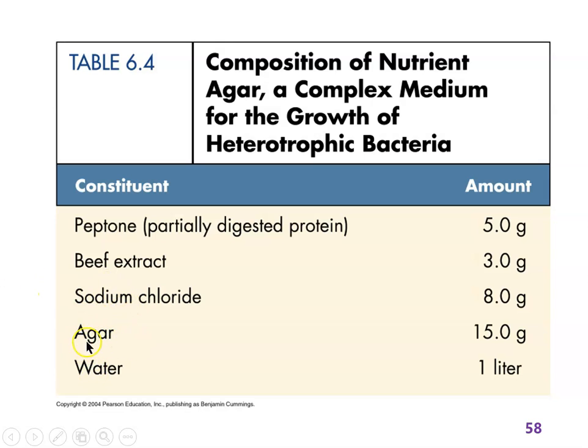Agar is the solidifying agent that allows us to use this on petri dishes. Without the agar, it would be liquid broth, and you could use it either way. You could put it on a petri dish or put it in a test tube, and for the most part, bacteria can grow either way.